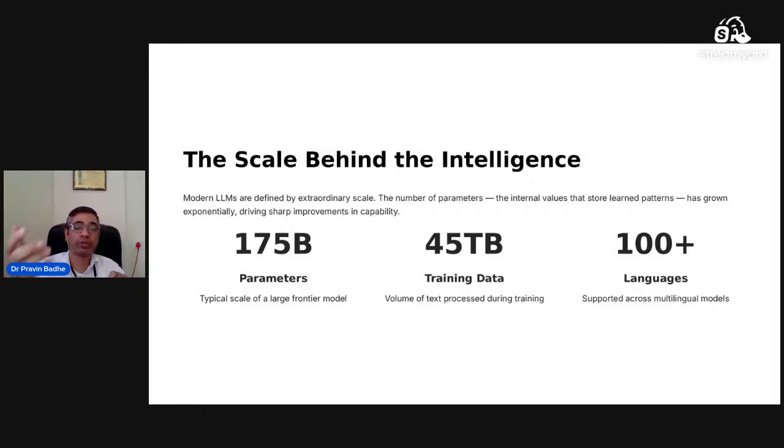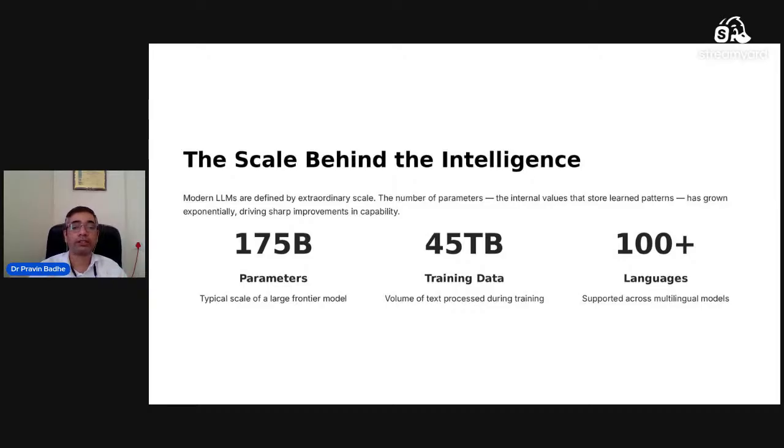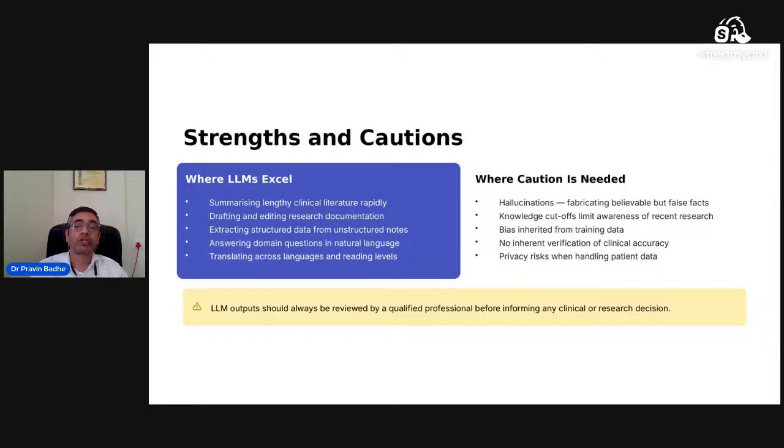So generative, we are going to talk about generative AI in the next part of this session, because we have divided this session into understanding large language models and generative AI. So the limitations and capabilities, the strengths and the cautions which we need to take. Some we did discuss yesterday, but let's look at the strengths and the cautions.